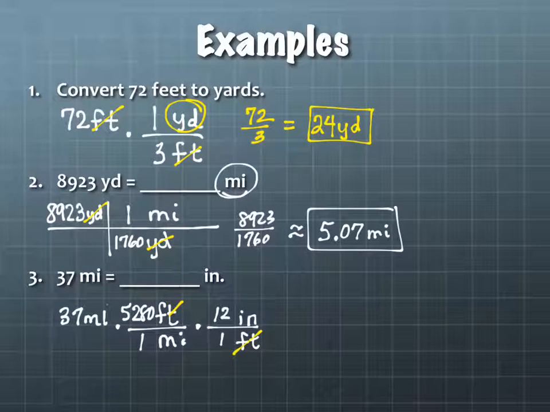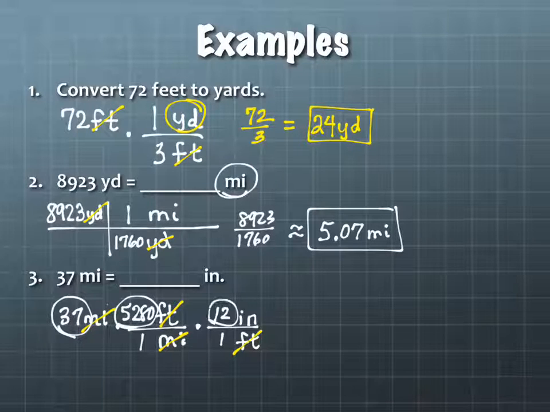So my feet cancel and the miles cancel. And this one ends up being quite a large number because I have 37 times 5,280 times 12, right? So what happens when we multiply those three numbers together?